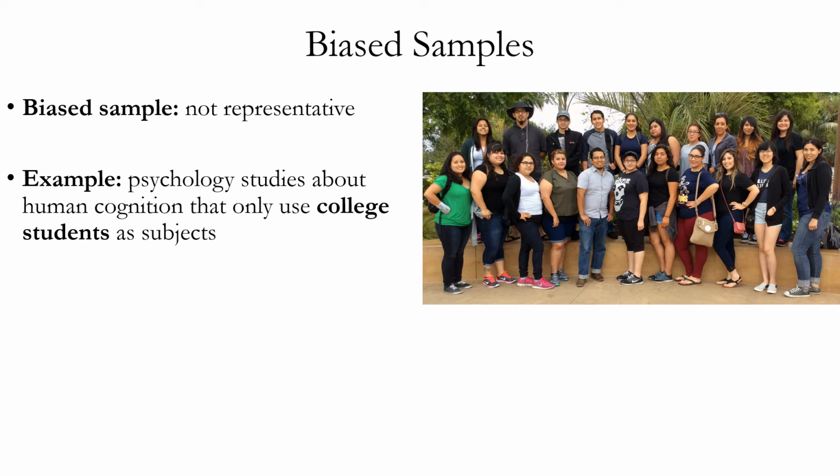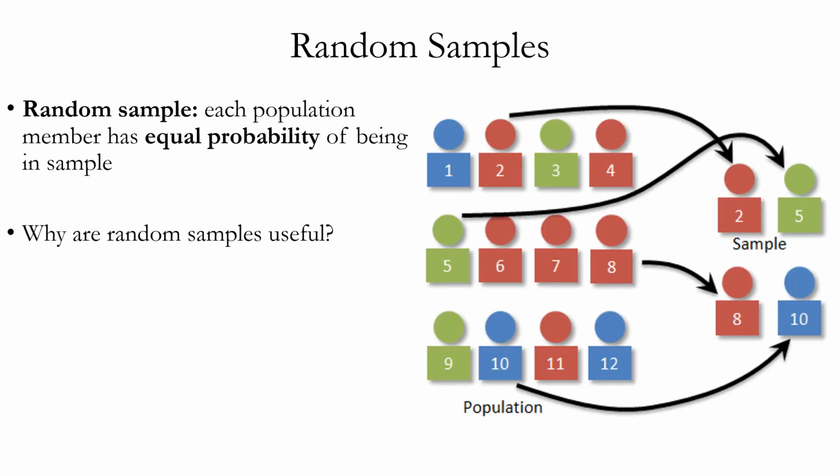So that's the sort of thing you need to keep in mind when you're looking for examples to help support a generalization. There's something called a random sample, which is one of the best ways, or probably the best way, to try to guarantee that a sample is representative. A random sample is where each population member has an equal probability of being included in the sample. This is useful because by definition, it eliminates possible sources of bias in the sample.